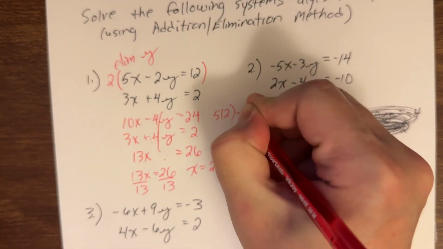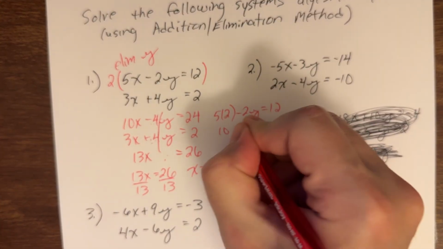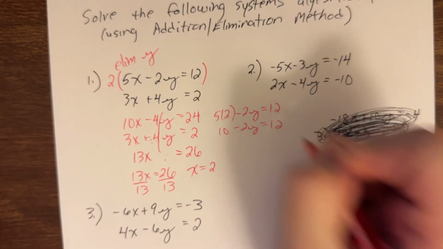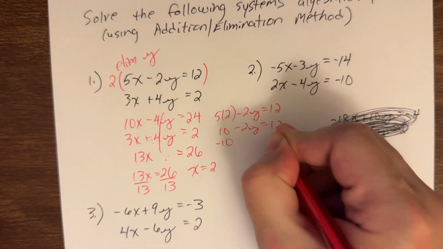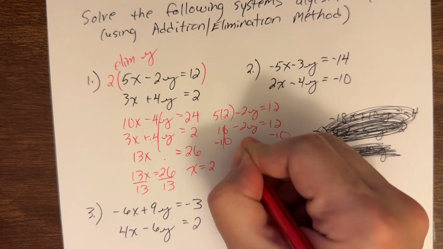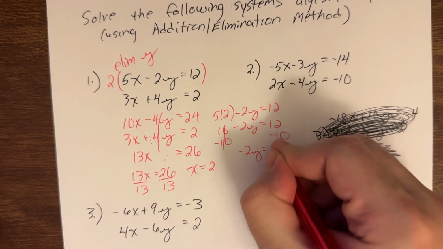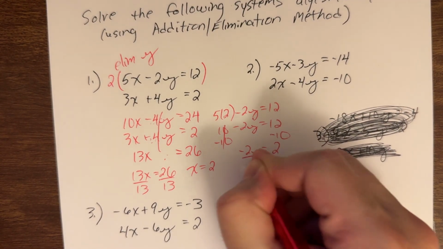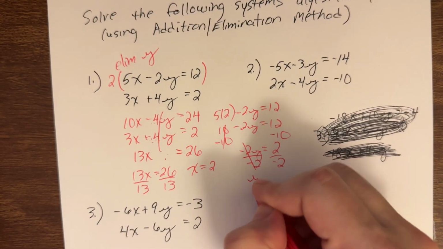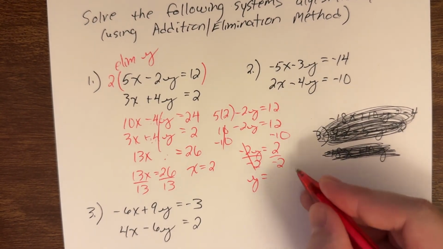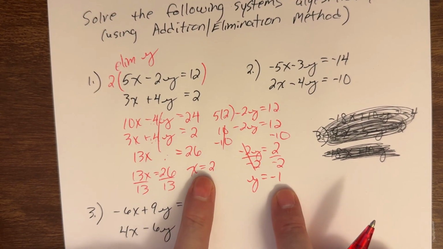5 times 2 minus 2y equals 12. That becomes 10 minus 2y equals 12. Solving for y. Subtract the 10 on both sides. Minus 2y comes down. 12 minus 10 is 2. Dividing both sides by negative 2. Cancels here. Y comes down. 2 divided by negative 2 is negative 1.